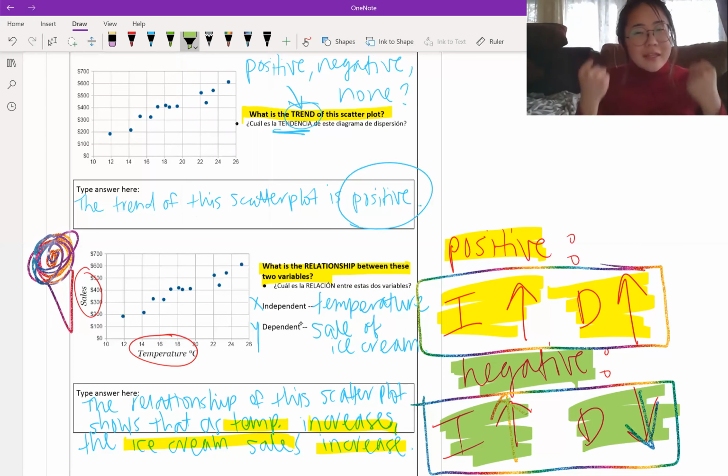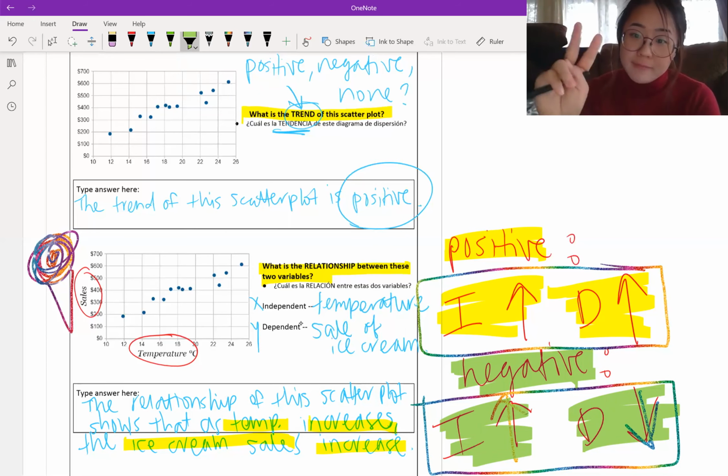So take a moment, let that sink into your head a little bit. We learned two things, right? We learned about trend, and the trend could be positive, negative, or there's no trend. And with relationship, I want you to talk about the two variables that the scatter plot is showing. And remember, positive, independent and dependent variables both increase, whereas the negative, it would be the opposite. Okay.